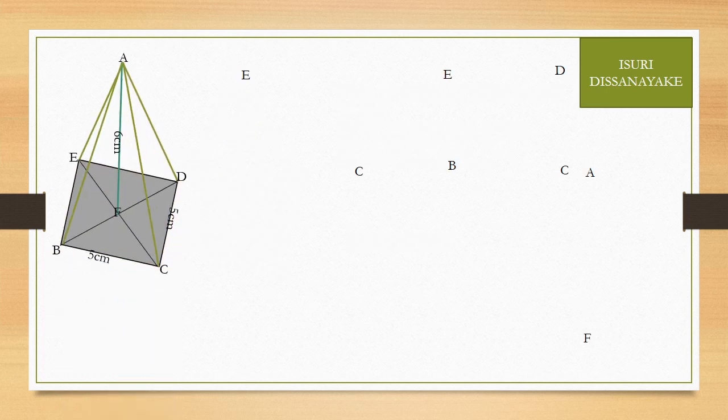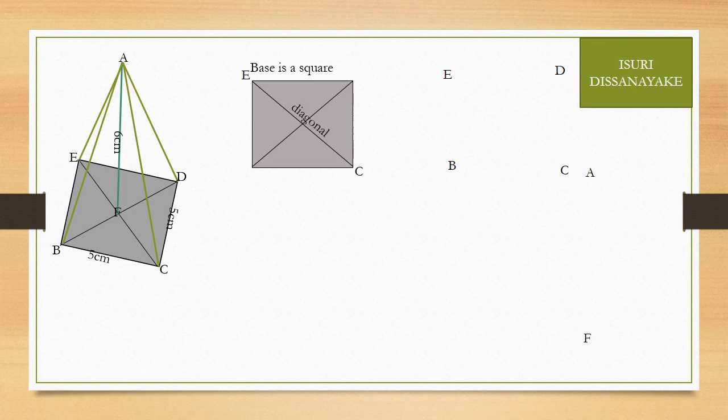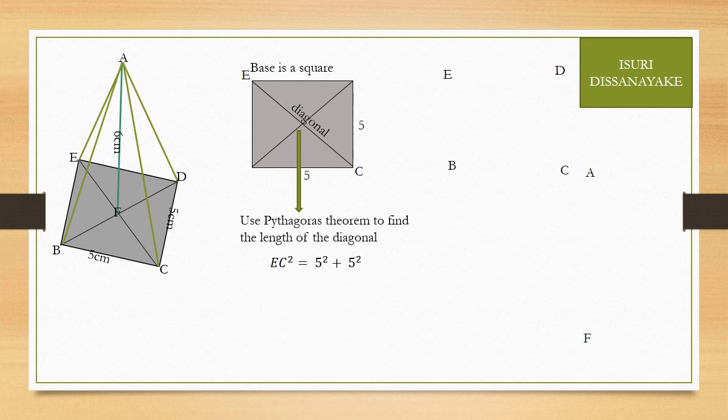from this square base pyramid, I am going to remove the base and draw it separately. So you can see that the base is a 2D figure, which is a square. And EC is the diagonal of the square. For me to find the length of the diagonal, I can use Pythagoras Theorem. Using Pythagoras Theorem, I will find the length of the diagonal EC. EC squared equals 5 squared plus 5 squared, so EC squared equals 50, and EC is equal to root 50.